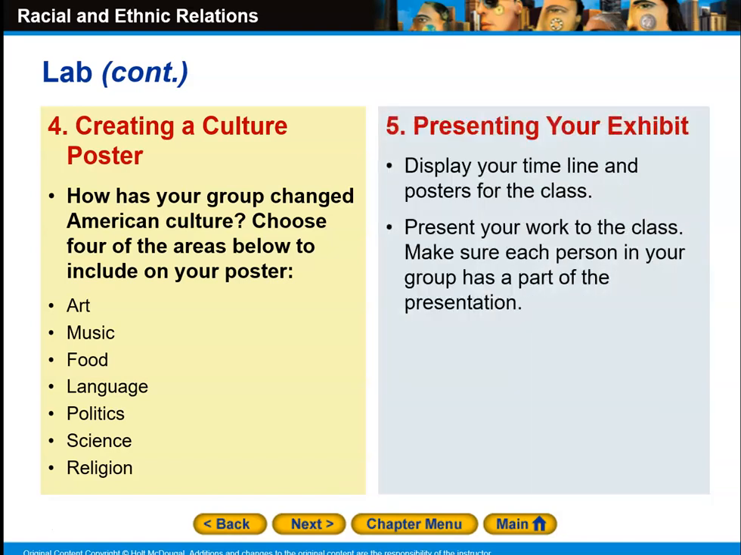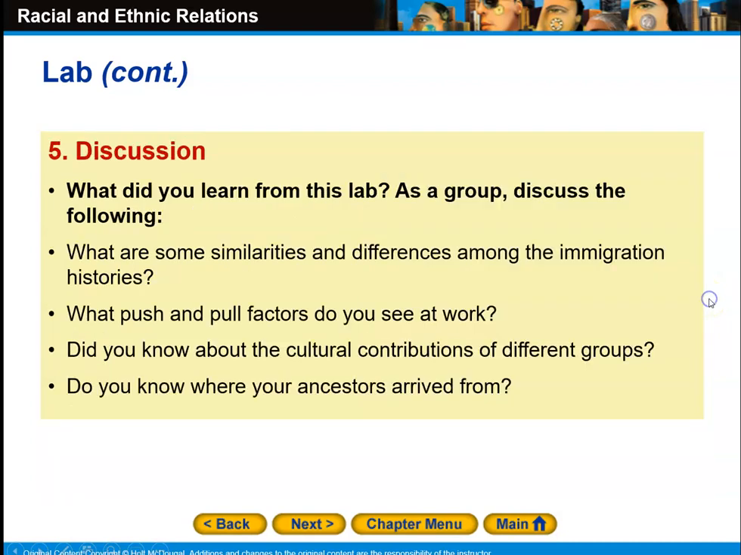Then you'll present your exhibit, display your timeline and posters for the class, present your work to the class, and make sure each person in your group has part of the presentation. So, at the end, we'll discuss what you learned from this lab. As a group, discuss the following: what are some of the similarities and differences among immigration histories? What push and pull factors do you see at work? Do you know about cultural contributions of different groups? And do you know where your ancestors arrived from?